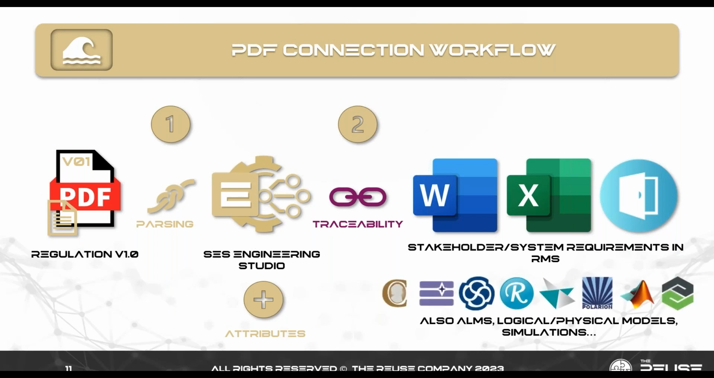Okay. And this is basically done by the use of the traceability management capability, which allows you, once the different items or statements within the regulation or the PDF document itself are extracted and are within the SES Engineering Studio, to trace and link these items, these work products, with the work products contained on the other side. In this case, stakeholder system requirements, models, and so on and so forth.